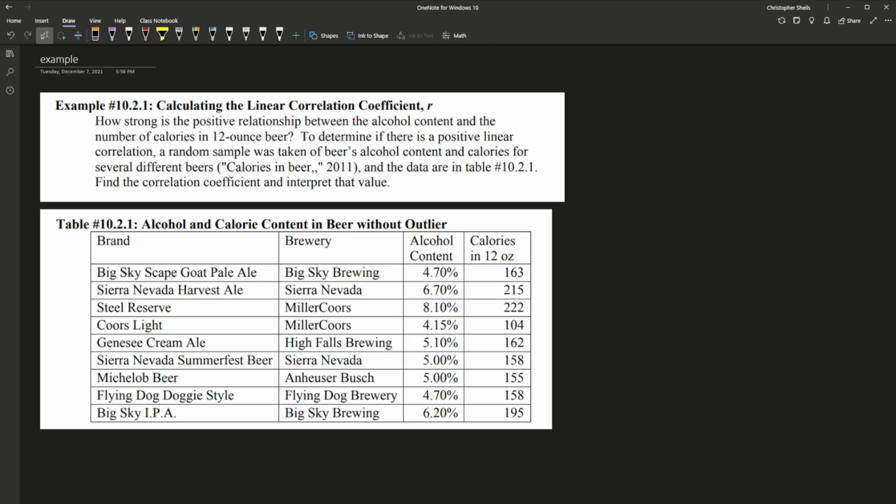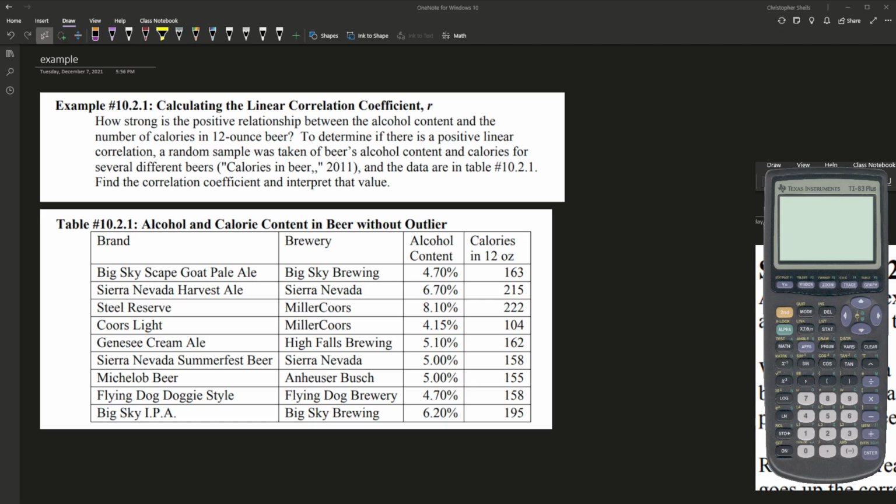So, to find the correlation coefficient, what we have to do is use our calculator. I have data in here from a different problem, so I'm going to clear my lists. So we're going to go to stat, edit. We want to enter the alcohol content in L1 and the calories in L2.